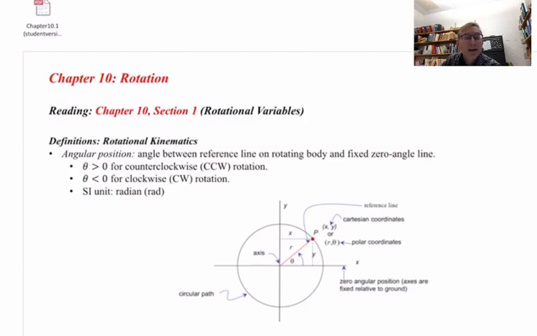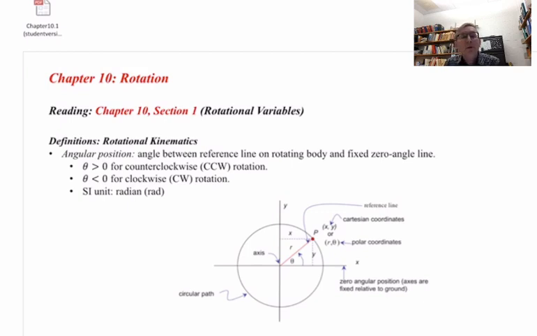Hello again, welcome back. This is video lecture 10.1. We are starting chapter 10, which is the first of a two-chapter sequence on rotational motion. So, not surprisingly, chapter 10 is entitled Rotation.